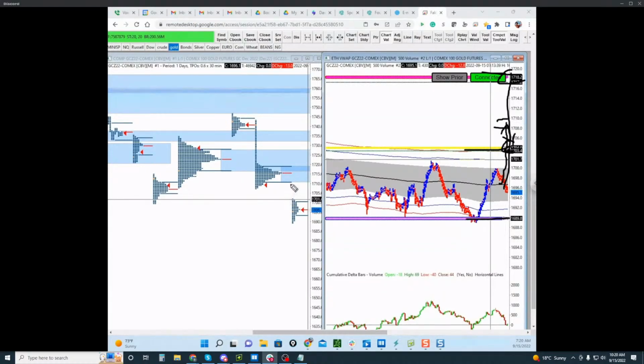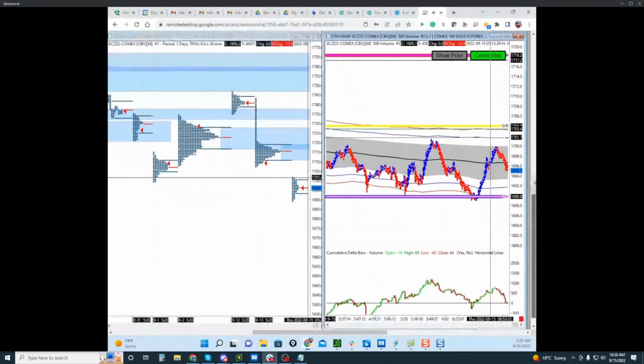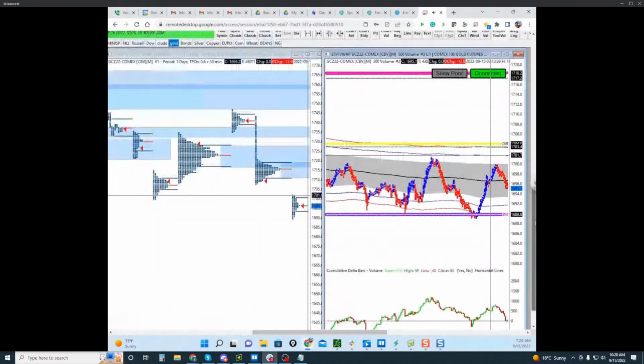And then the other important areas you want to watch are tops and bottoms of market profile composites. So those are areas that I get out of my trades that you definitely want to pay attention to.